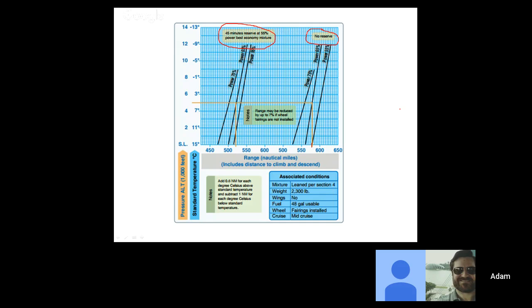It's pretty impressive that the wheel fairings could create up to a 7% reduced distance. Oh, wow. That's nuts. They have a lot of drag. Yeah, the wheels for sure.